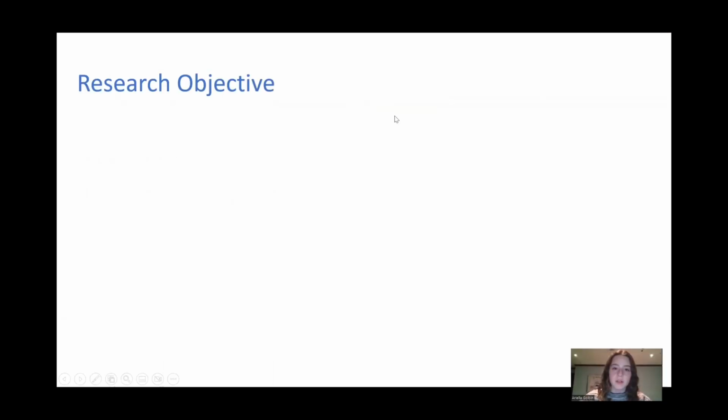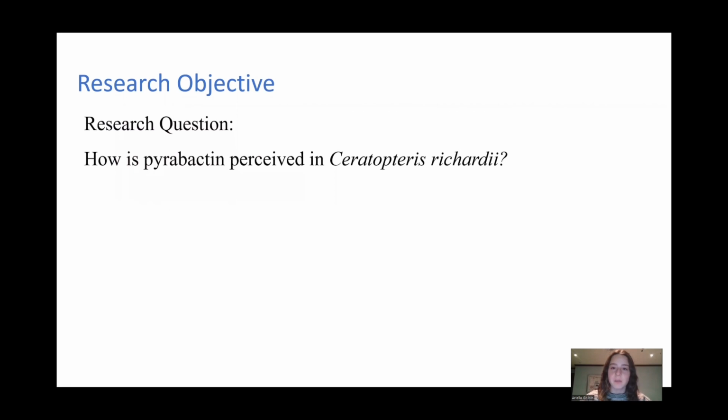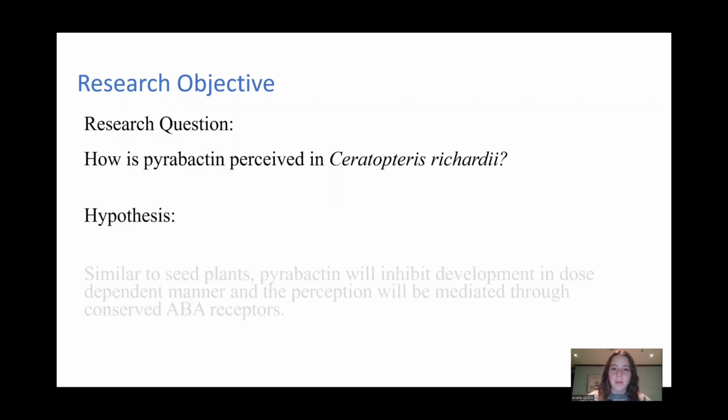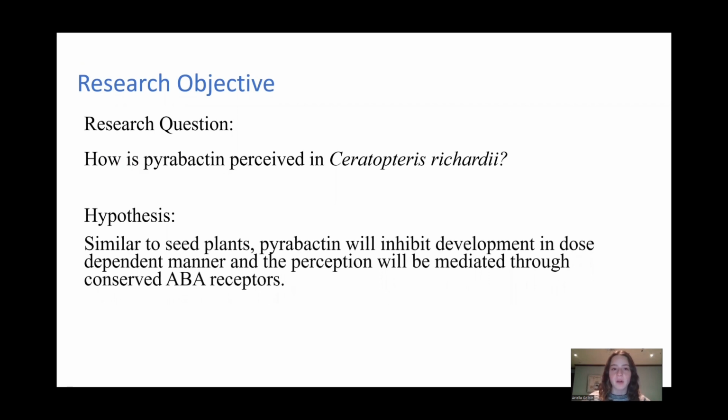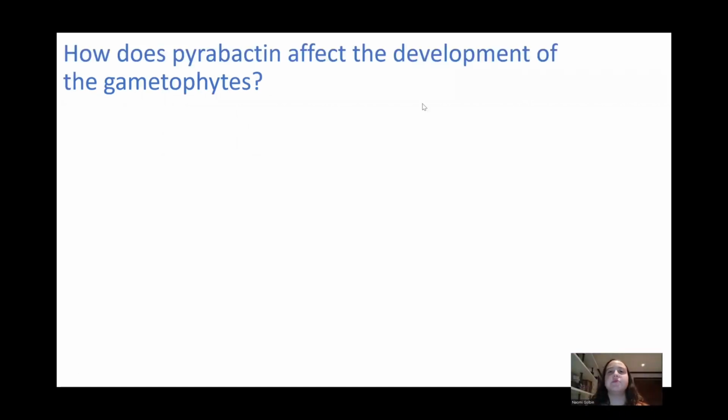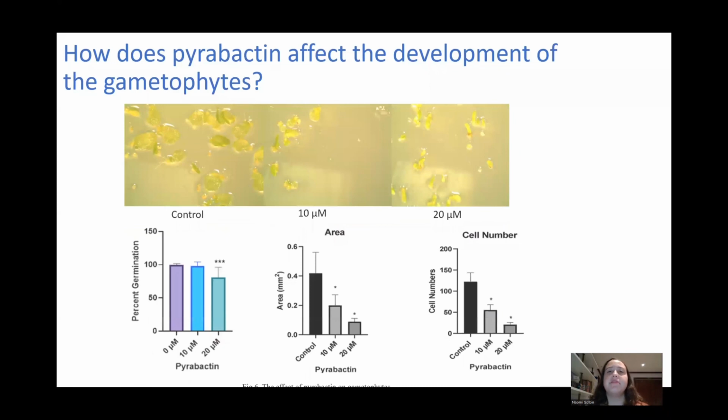For our research, we wanted to ask how pyrabactin was perceived in the fern Ceratopteris richardii. We hypothesized that pyrabactin will inhibit the development and growth of the gametophytes in a dose-dependent manner, and that the perception of pyrabactin will occur through conserved ABA receptors. The first question we addressed was how does pyrabactin affect the development of the gametophytes?